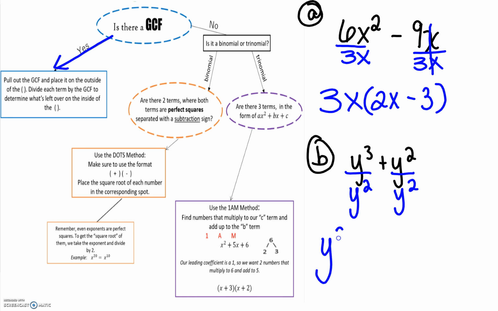We're going to take that term, pull it on the outside, and divide out to figure out what's left over in the parentheses. Y to the third over y squared, we're left with 1y, because again, we subtract the exponents when we're dividing, plus y squared over y squared. Again, anything divided by itself is 1. So our final answer is y squared times y plus 1.